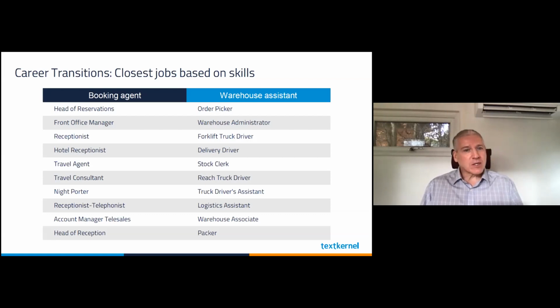But this slide should be viewed vertically. It's all about what other categories a warehouse assistant might move into, because they already have skills. What can they transfer? What additional skills do they need to learn? That might be becoming a driver, or a logistics assistant. In the same way, for a booking agent, how could they become, say, a head of reception, or make a slightly broader move to account manager telesales? So that's what we wanted to show today in terms of skills. Thank you very much for listening, and we will see you in the Q&A.